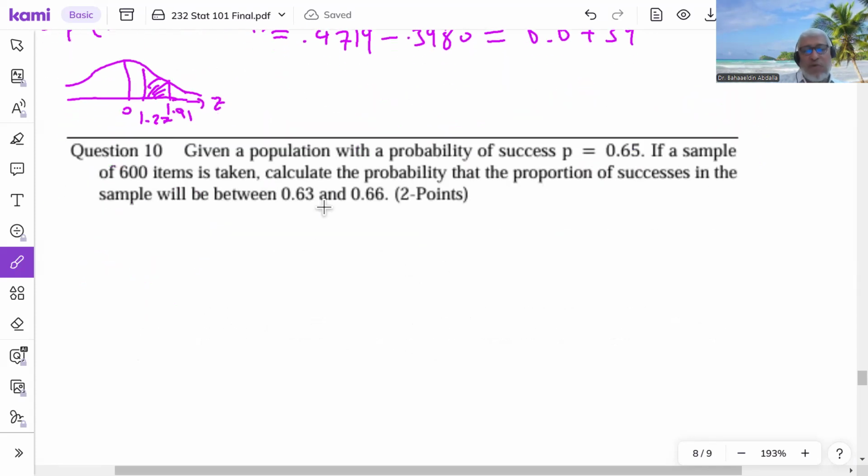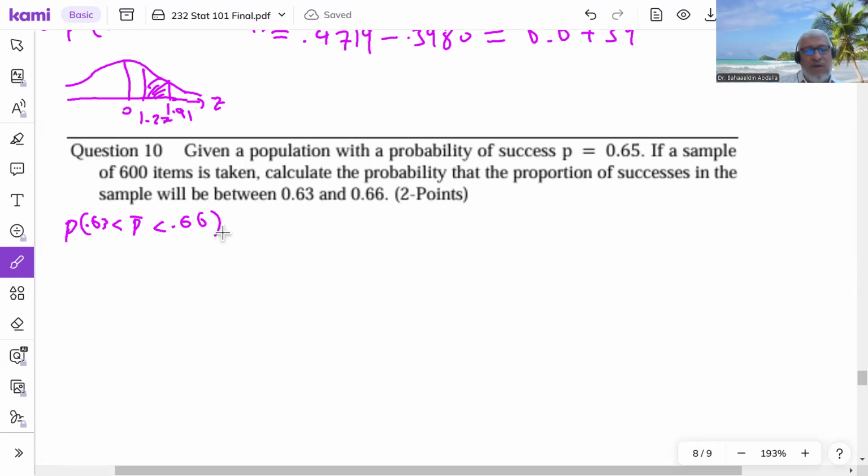Given a population with a probability of success, take a sample of 600 items and calculate the probability that the proportion of success in the sample will be between 0.63 and 0.66. So he's asking about the probability that the sample proportion, p hat, is between 0.63 and 0.66.